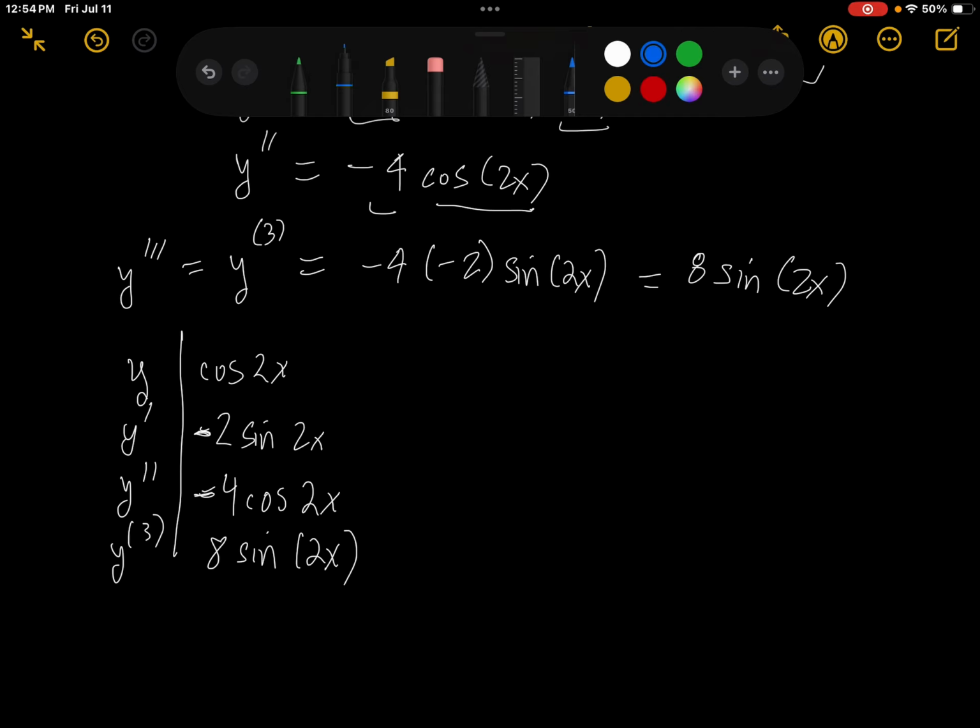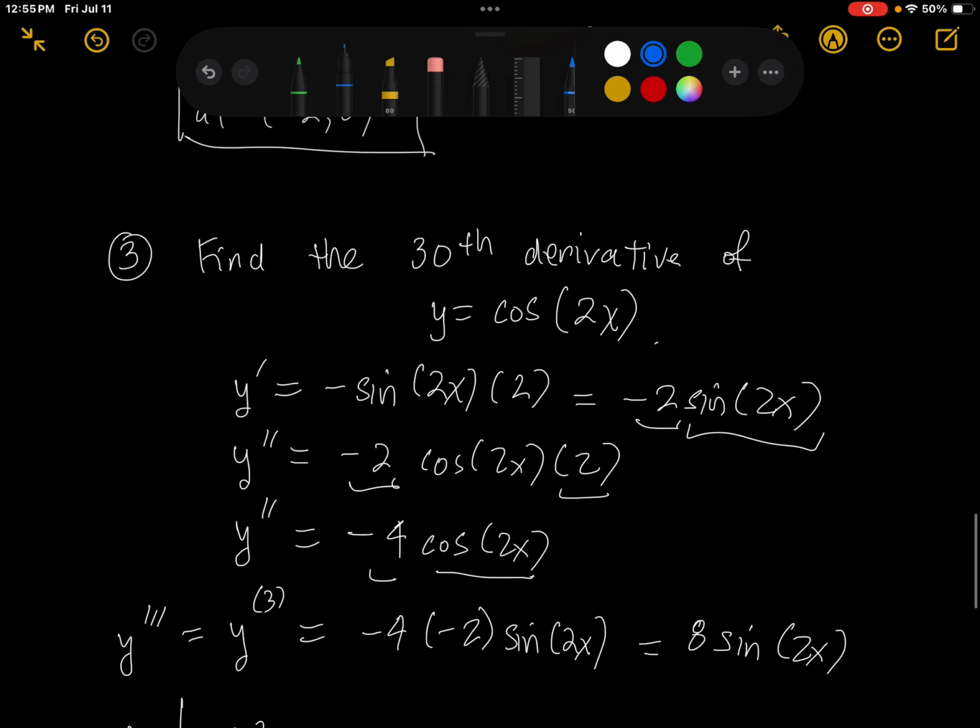First of all, there are two things to notice. One thing to notice is the cosine and the sine keep alternating back and forth. That makes sense, because when you take the derivative of cosine, you get negative sine. When you take the derivative of sine, you get cosine. So when you start off with y equals cosine 2x, if you take the derivative an odd number of times, you get sine of 2x times some constant, and when you take the derivative an even number of times, you're going to get cosine 2x times a constant.